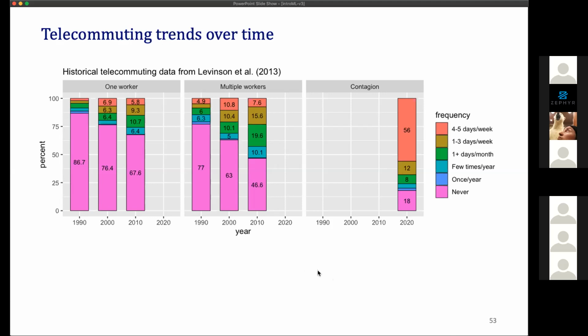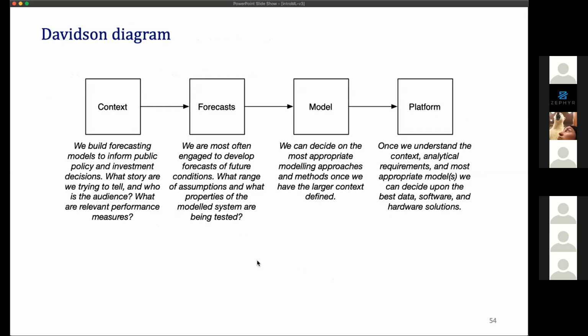So I'll close off by extolling Davidson's diagram. This is something put together by my very good friend and mentor, Bill Davidson, where he says, in an ideal world, when we do travel forecasting, we would start out from first principles asking, what story do I want to tell? What policy analyses do I want to inform? What questions do I want to answer for decision makers?